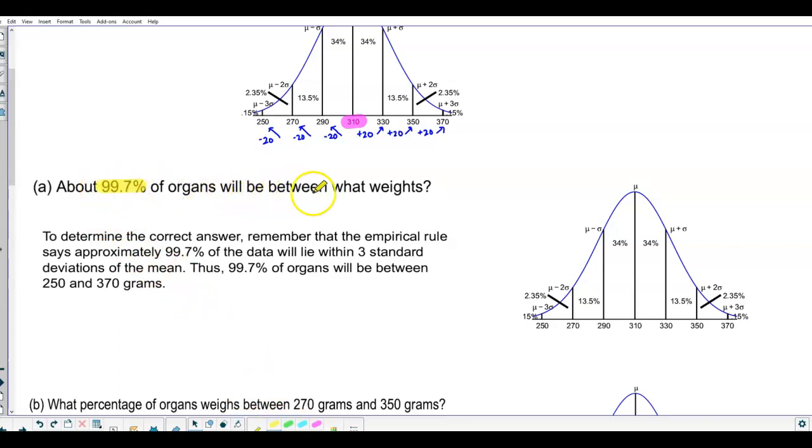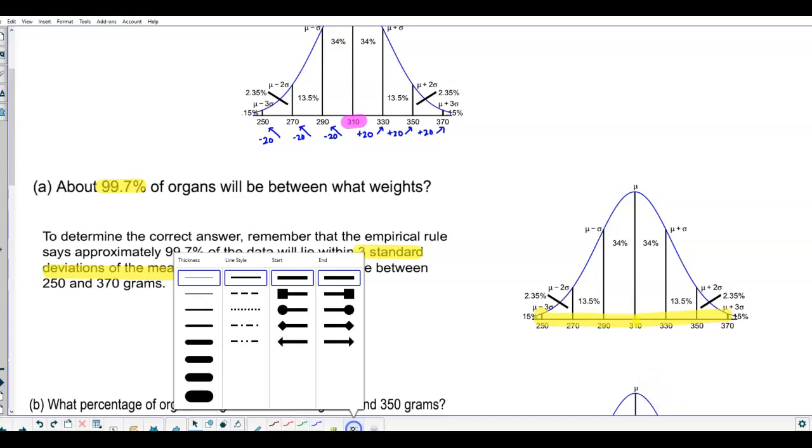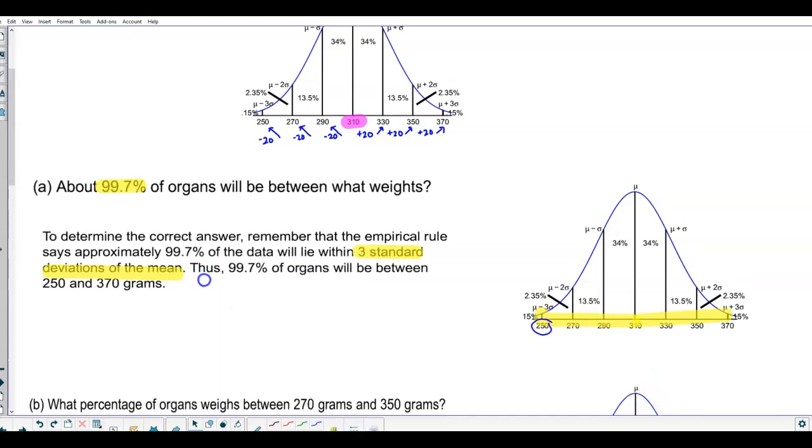So, in the next question, part A, they want us to determine about 99.7% of organs will be between what weights. Remember that 99.7% covers everything within 3 standard deviations of the mean. So we go 3 standard deviations below the mean and 3 standard deviations above the mean. The two numbers associated with that are 250 and 370, so it's between 250 and 370 grams.